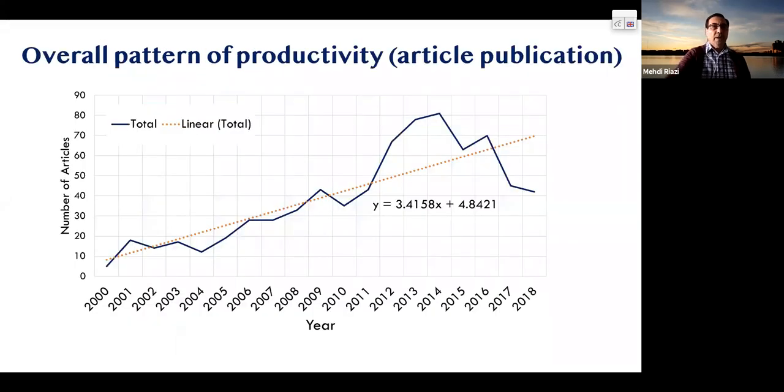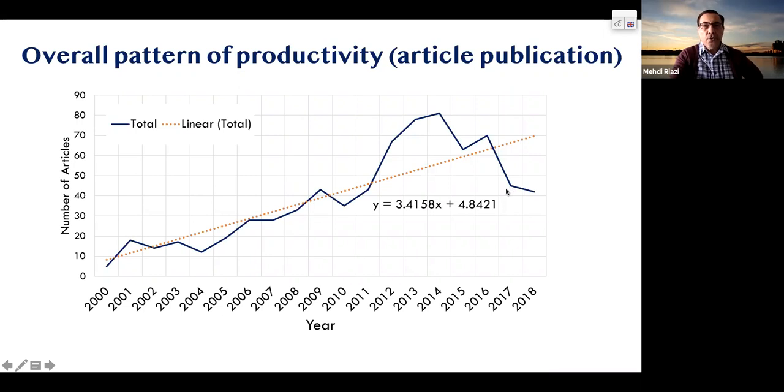Okay. As relates to the overall pattern of article publication productivity, I have this graph that starts from 2000 to 2008. And as you can see, this pattern shows an increasing trend, although with some ripples here and there. The main ripple occurred around 2013 to 2015. And then it seems that the rate of publication is decreasing.